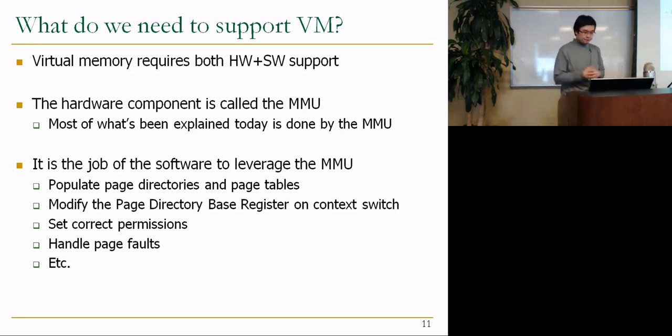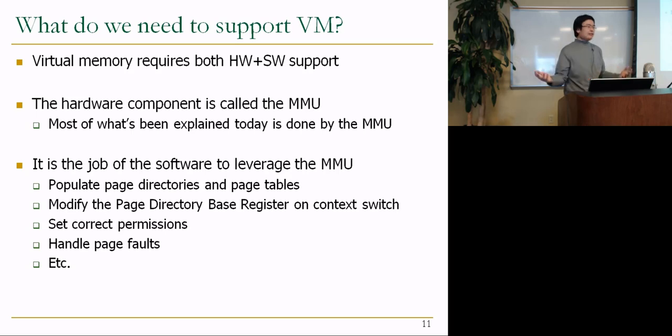And then, whenever you have a context switch, you have to modify the page directory base register so that you point to the correct page directory. And as some of you pointed out, you can have some security issues, and virtual memory can help with protecting against these security issues. So one of the jobs that the software layer has to help the MMU is to set the correct permission for each of the processes, and we will go over this in the next lecture.